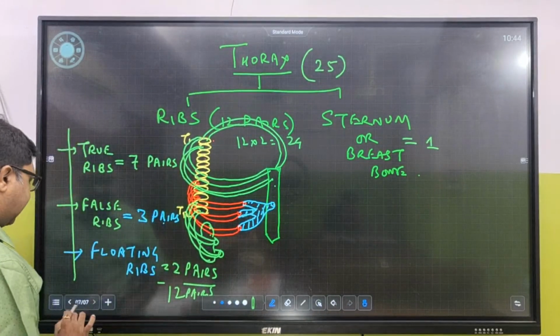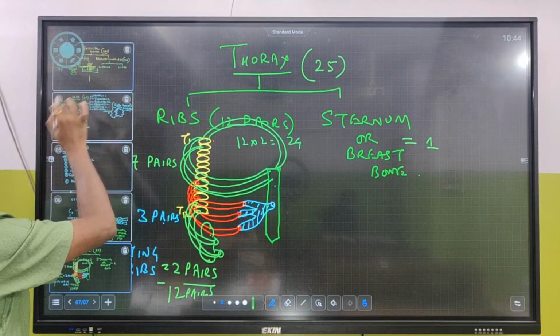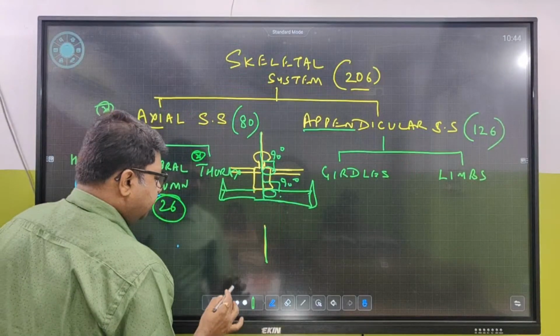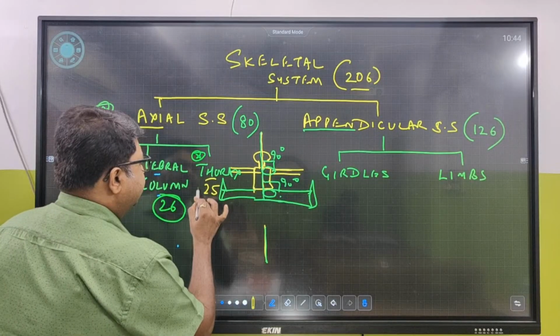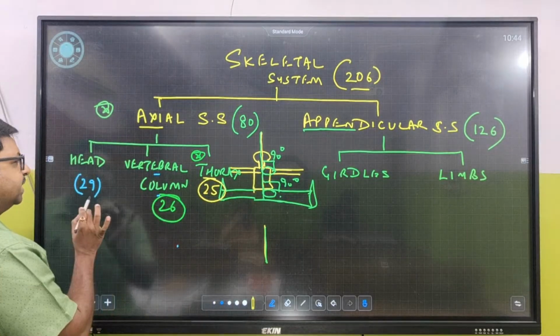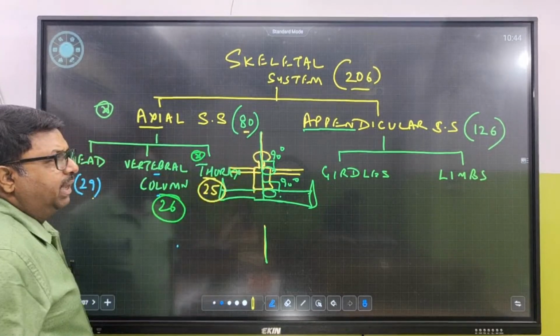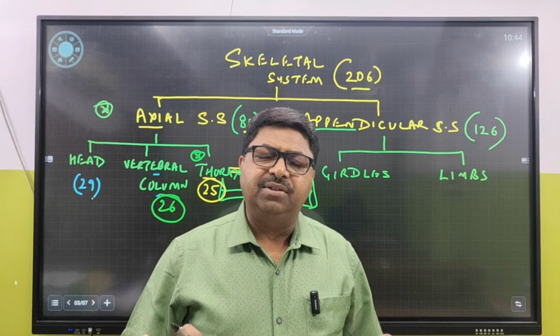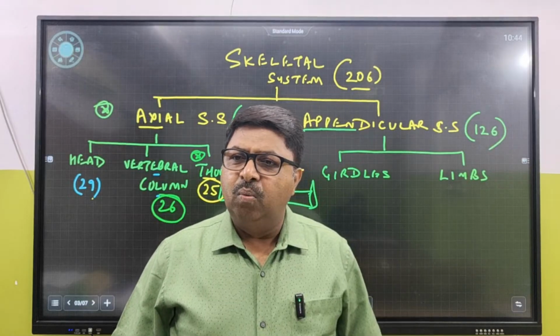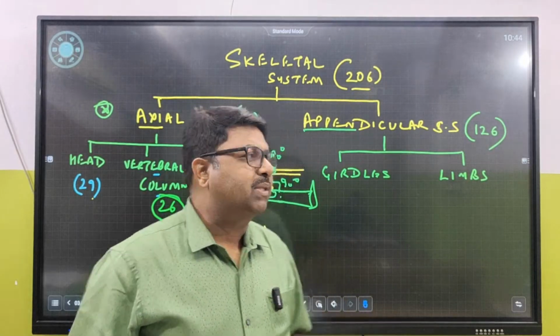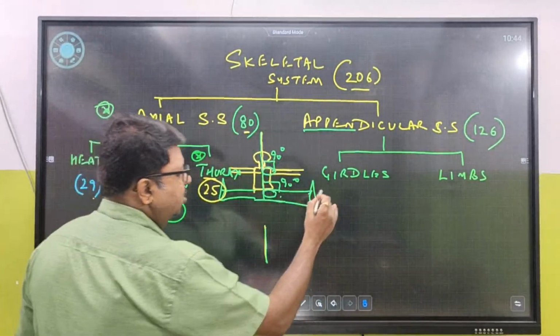So if you add these 3, thorax, what we call them, 26 and 29, in total they make 80 bones. They make 80 bones in the axial skeletal system. Clear? When we talk about appendicular skeletal system, we talk about girdles.